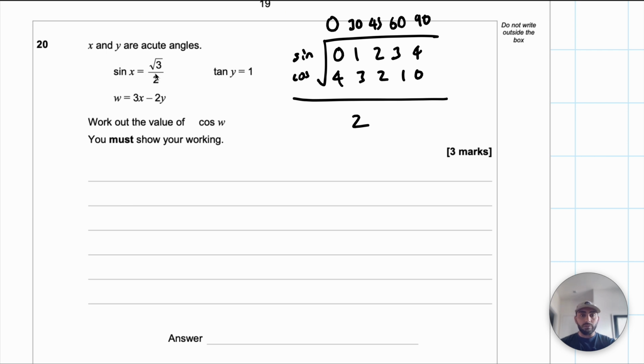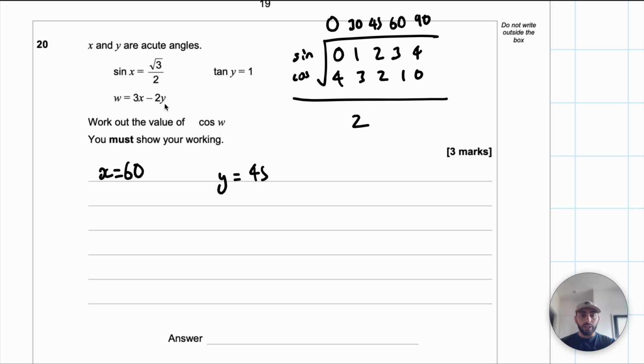We're looking for sine of x where it's √3/2. So sine √3/2 would be sine of 60. So x is equal to 60. Then for tan y is equal to 1, I know sine of theta over cos of theta is tan of theta, so I'm looking for where this divided by this would give me 1. So it's not going to be that, it's not going to be that, I think it'll be this one. So tan of 45 would be equal to 1, so that means y is equal to 45.